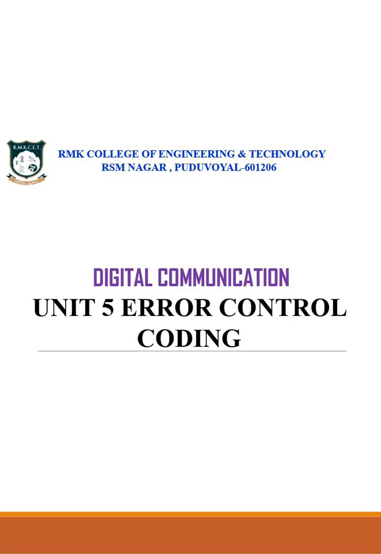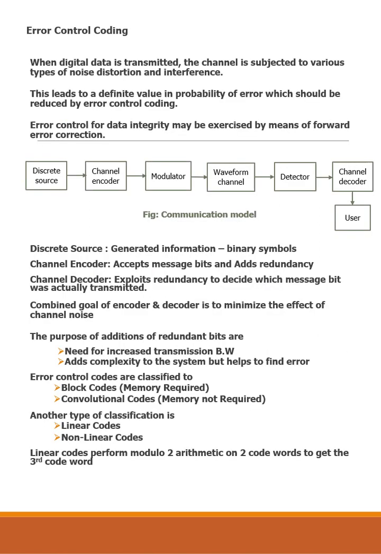We are going to discuss about error control coding technique in this video. Why is error control coding required? Because whenever digital data is transmitted over the channel, it is subjected to various types of noise, distortion, and interference. This leads to an increase in the probability of error, and it should be reduced by some method which is called error control coding. So error control code for data integrity may be exercised by means of forward error correction.